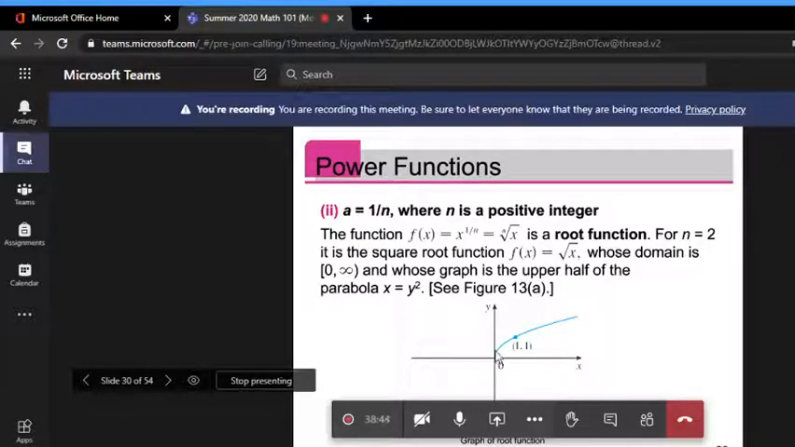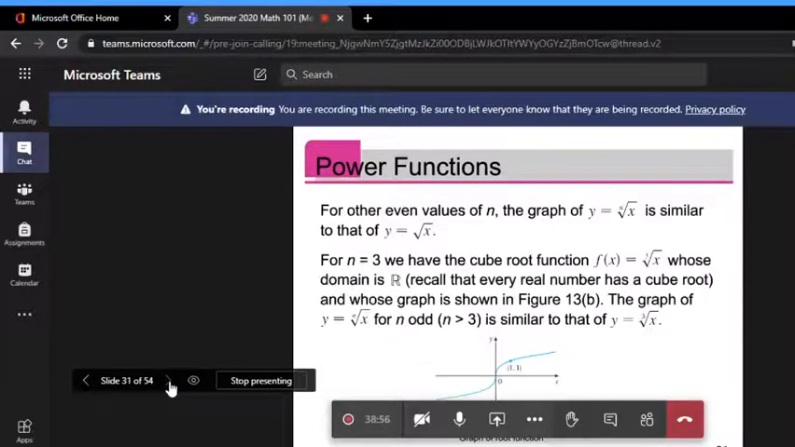How about the range? The range, as you see in the picture, is 0 to infinity as well. So the domain and the range are the same set. Sometimes this happens. Next, let's look at cube root of x.